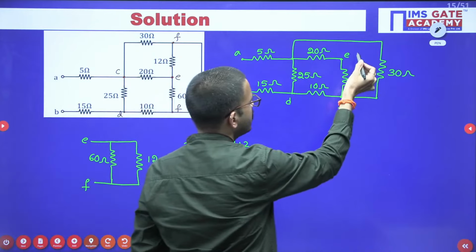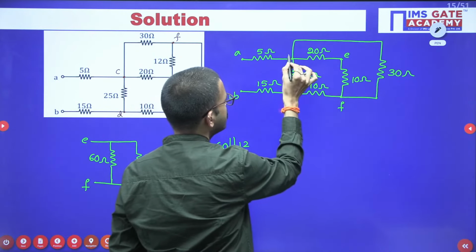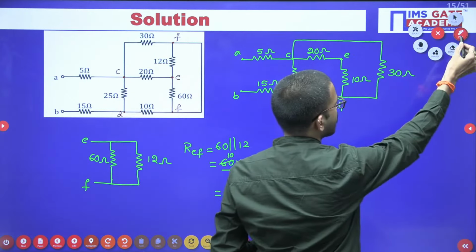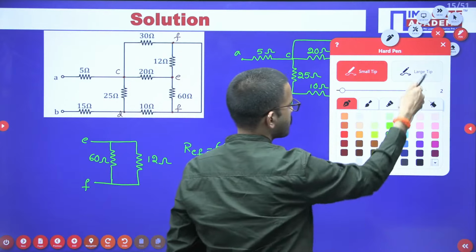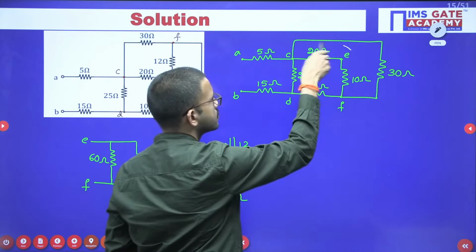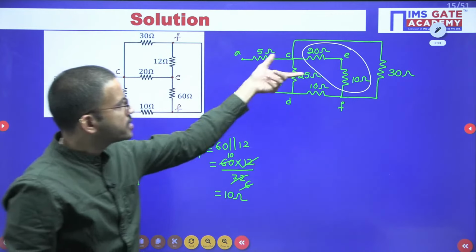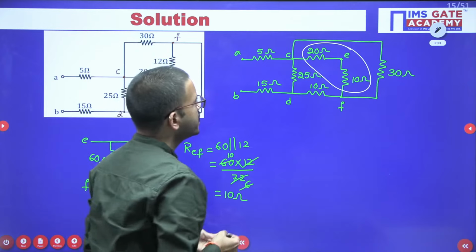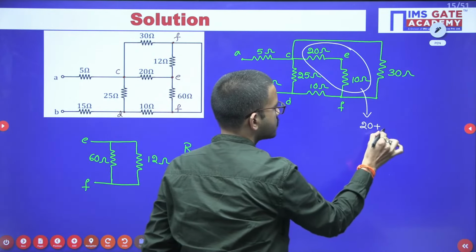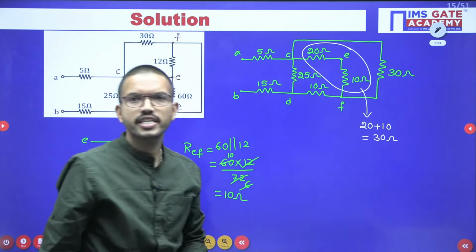Now all of you tell me how these two are connected. 20 and 10, how are these two connected? Series, right? 20 and 10 are connected in series. So in series, we can add the resistance values. 20 plus 10, that is 30 ohm.